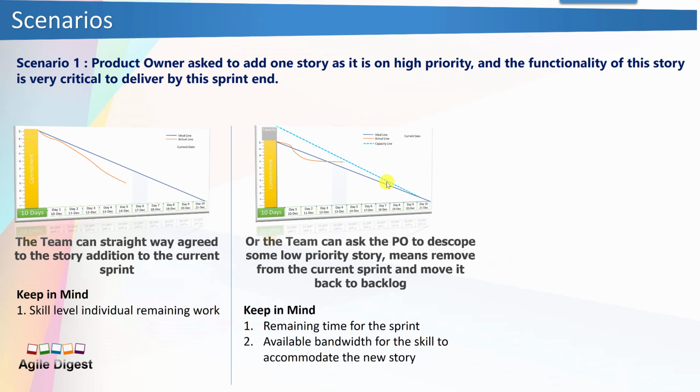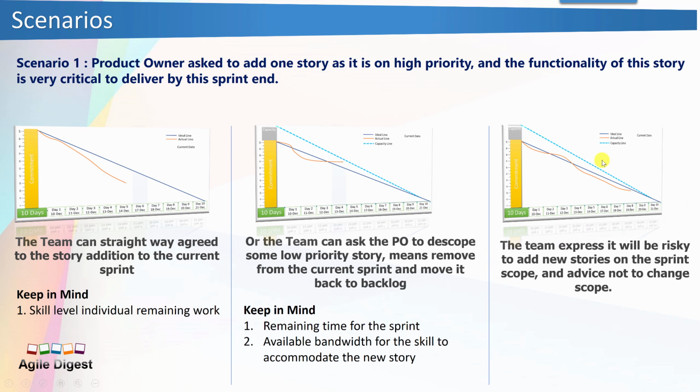If you are de-scoping a story to accommodate this new story, just remember what stories you are de-scoping, the skill set required for that, and the skill set required for this particular story that you are adding. Those are the different cases you can think about, but your primary focus at the Burndown chart at the very first point: should we be concerned or not concerned?